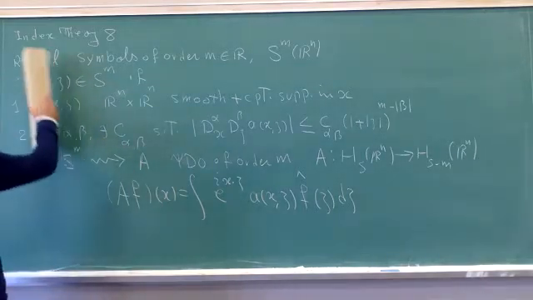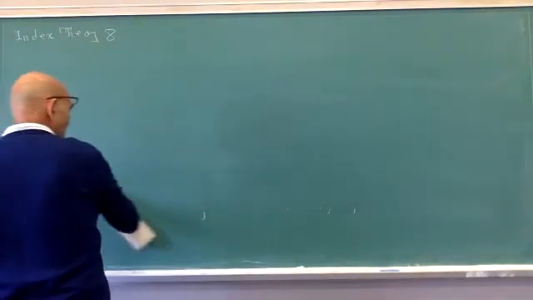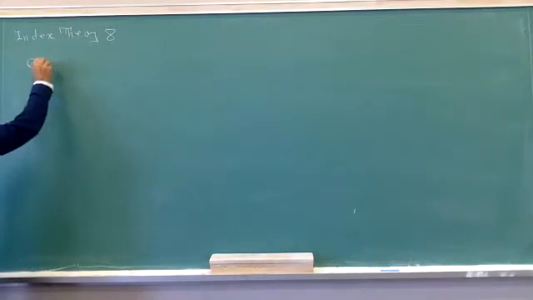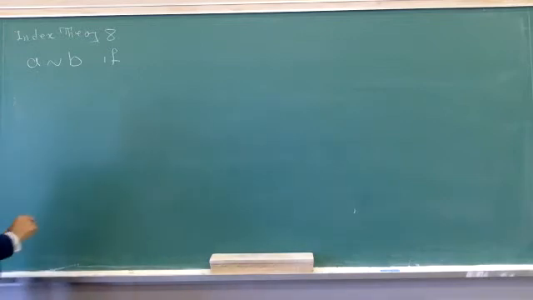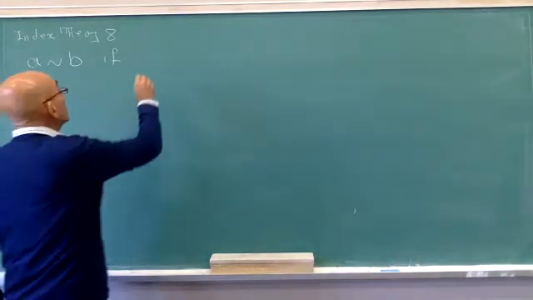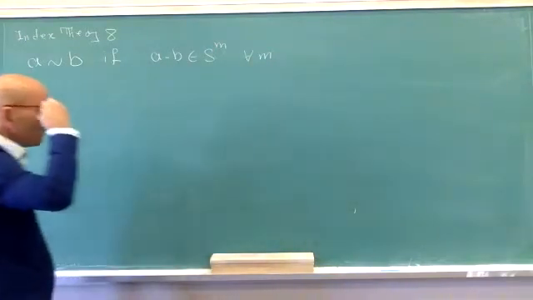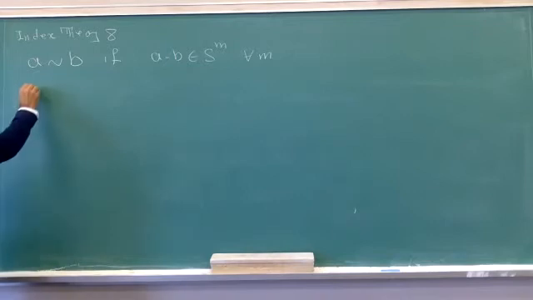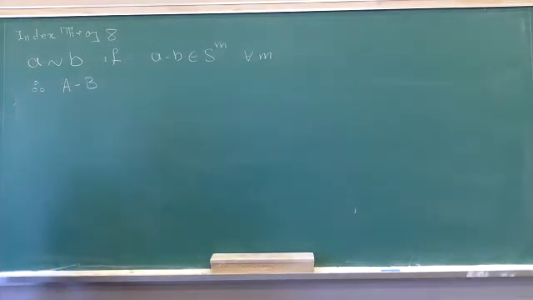So, okay, let's move on. For two symbols A and B, we call them equivalent if the difference is a symbol of order m for any m, basically. If A minus B belongs to Sm for all m. And of course, you notice that the emphasis here is on negative m's. That matters, right?